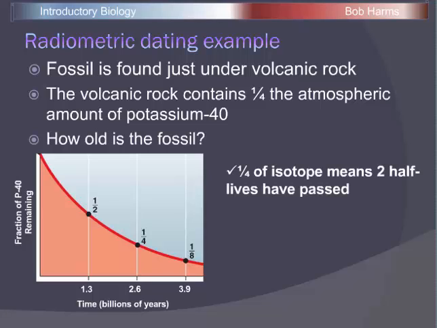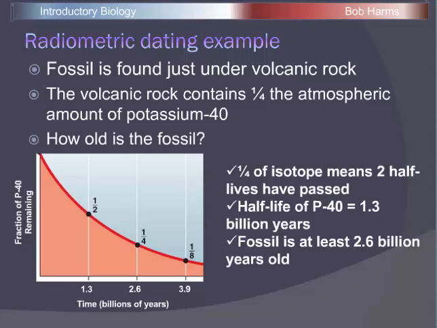And so in this case, since I have a quarter of the amount of the isotope left, I know that 2 half-lives have passed, because half times half is 1/4. And so that means that my fossil must be at least 2.6 billion years old, since it's underneath that rock. And so we can get very accurate dates with these different fossils based on this radiometric dating. It gives us a very clear picture of when events have happened in the Earth's history.